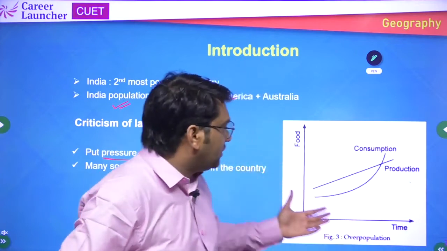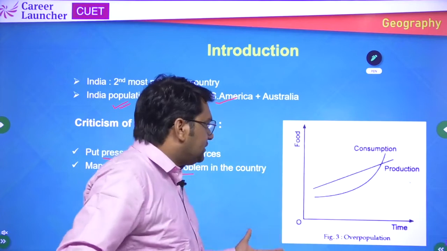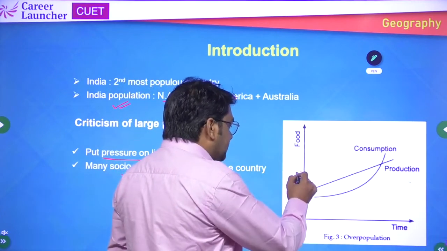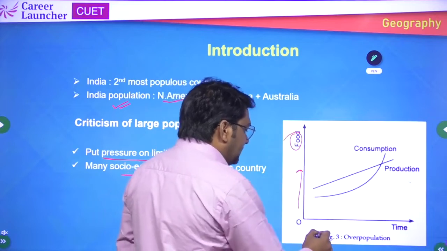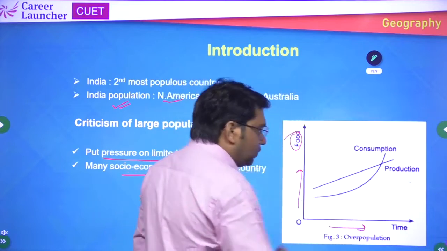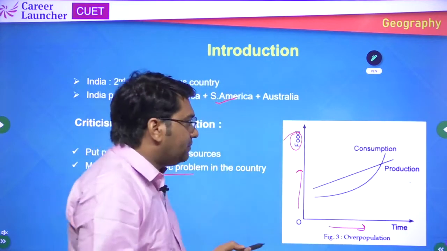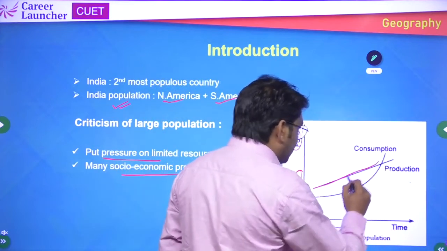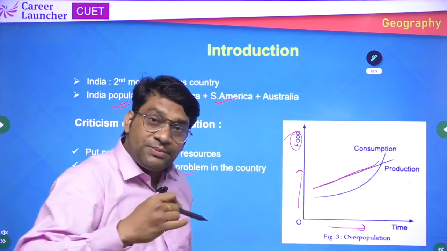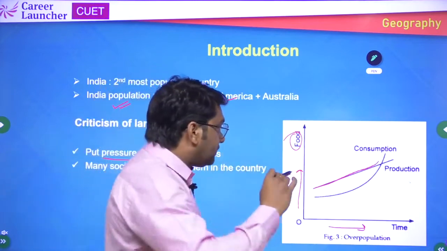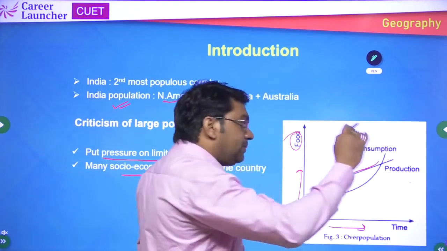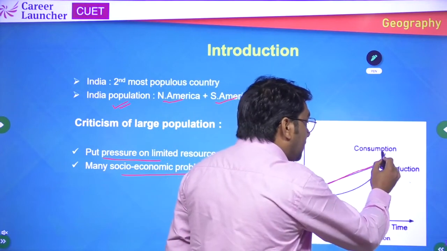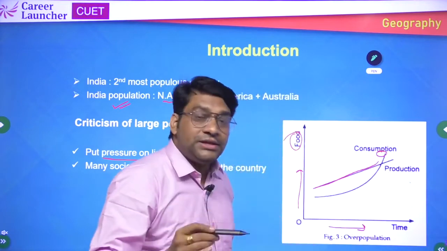You see a very good graph here. In this graph the y-axis indicates food, and the x-axis indicates time. You see, production always remains constant. Consumption will increase with the passage of time. When population increases, at one point the consumption rate will become higher than production.